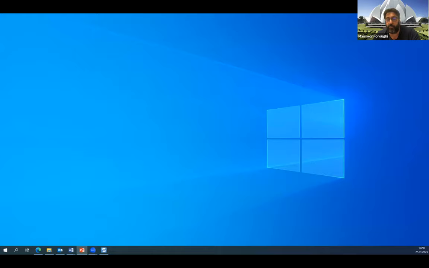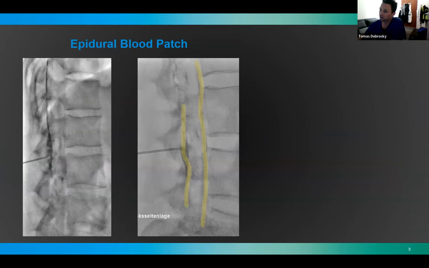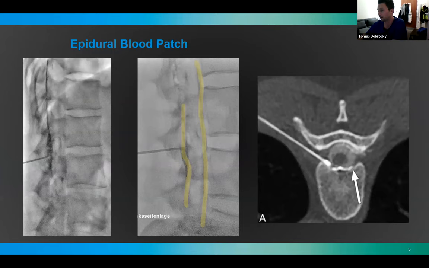Okay, now it's working. That's excellent. Yeah, perfect. So this is the way it works. So that's our needle. You can see the distribution of blood in the epidural space. It's very nicely demonstrated in fluoroscopy. You can also do it by CT guidance, or you can do it blindly. So there are a lot of ways how to do it.